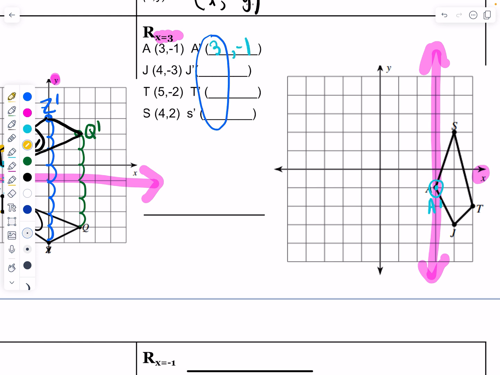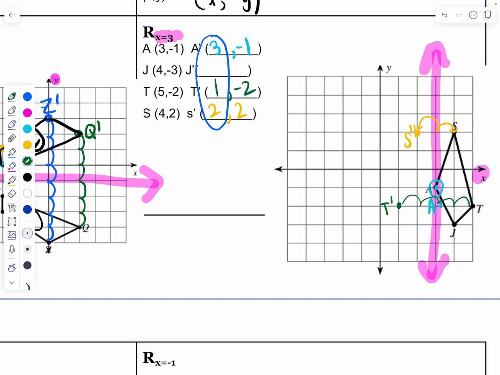All right, what about S? S is 1 away on the right, so S prime is going to be 1 away on the left. S prime is going to be the point (2, 2). So again, I noticed that that x value did change. Let's look at green. T is 2 away on the right, so 2 away on the left. There's T prime. That's going to be the point (1, -2). Again, that x value changed.